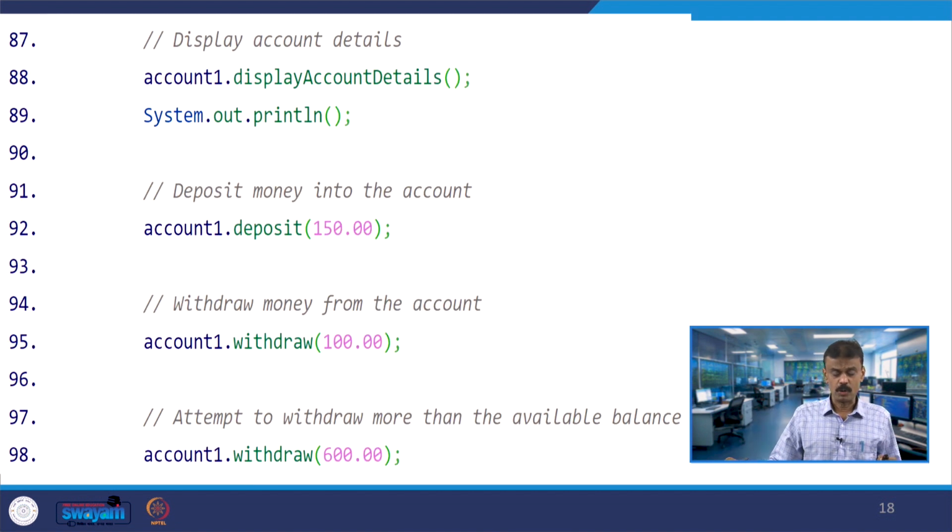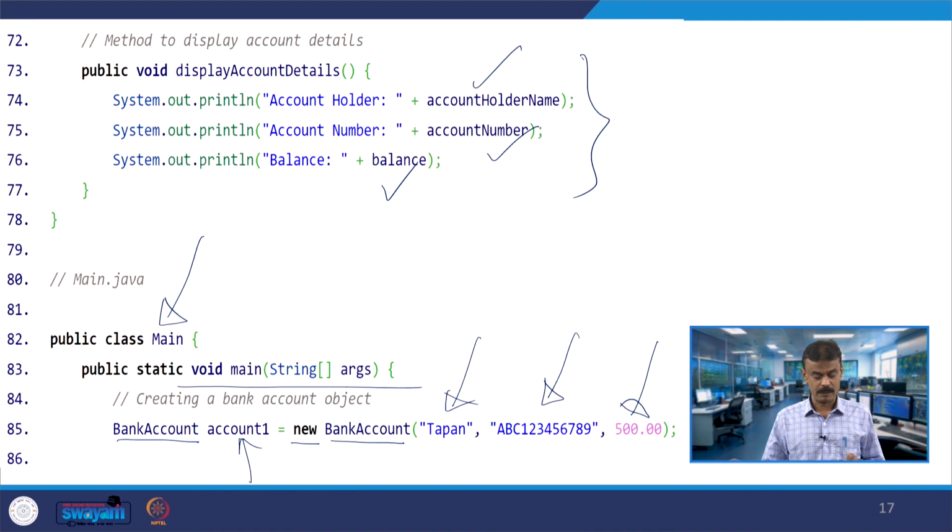So, now you are displaying account details. These details will be displayed with system.out.println. That means when you are calling this particular method, the account holder name, account number and balance will be displayed: Tapan, the corresponding account number, and 500 will be printed.